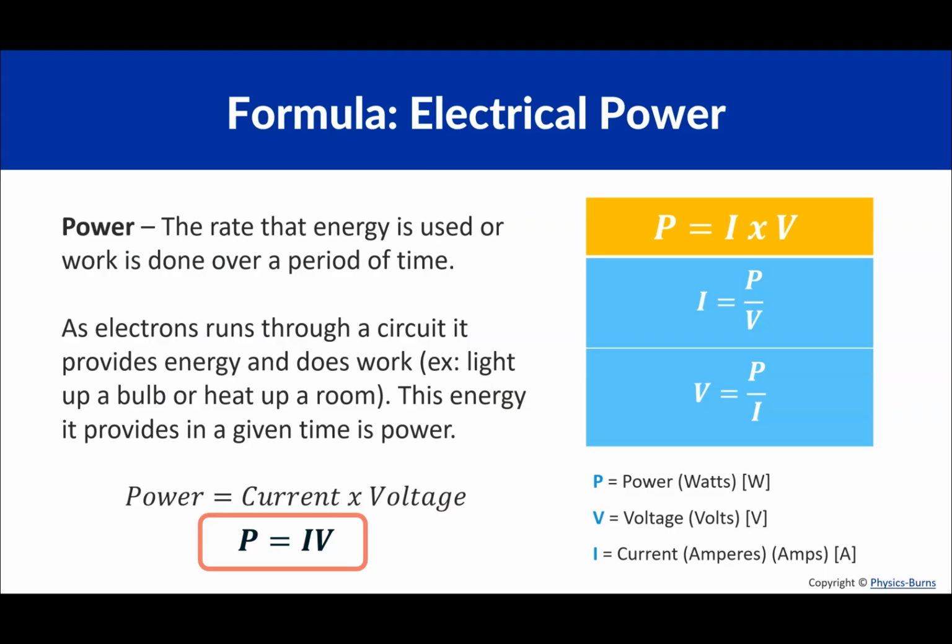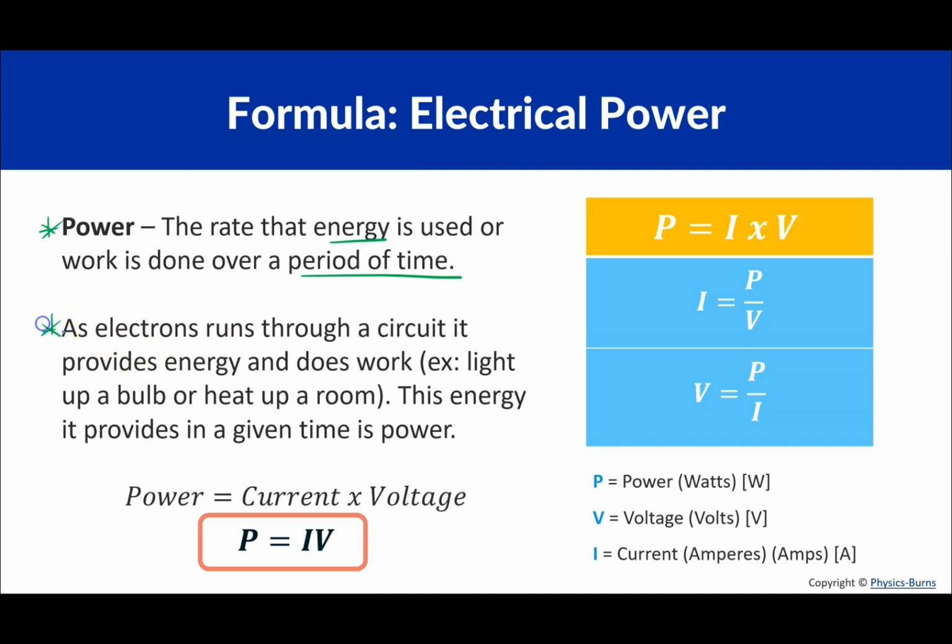All right, here we go. So power, which we learned about in the unit of energy and work, is the rate that energy is used or work is done over a period of time. So how much energy is used during a certain amount of time. So a lot of energy is used in a short amount of time. That means a lot of power was exerted. Things you could think about: if you sprint really fast, you're using up a lot of energy. You're doing a lot of work in a short amount of time.